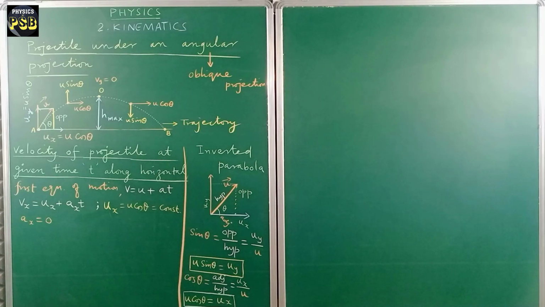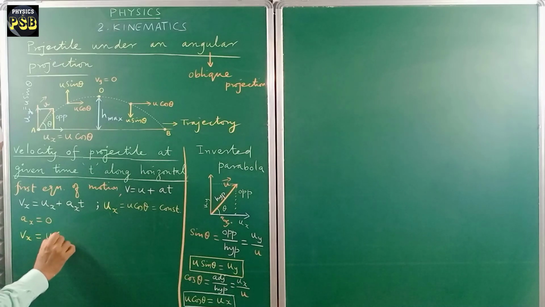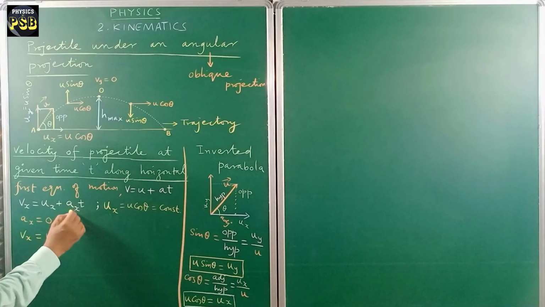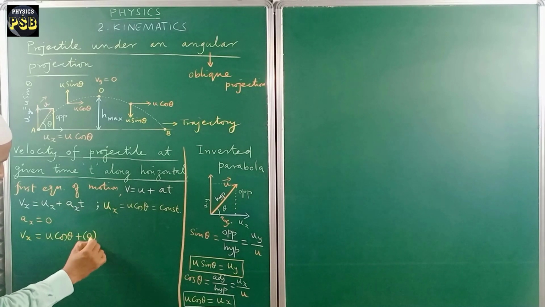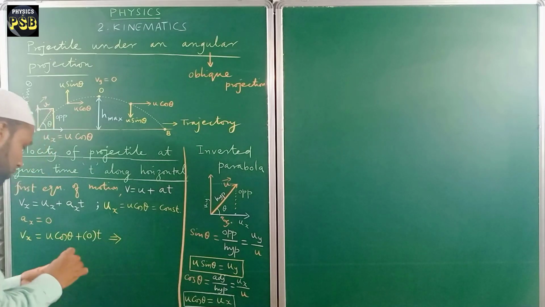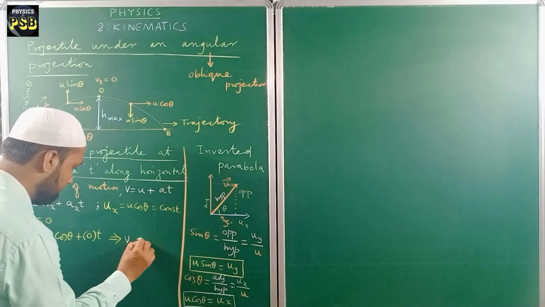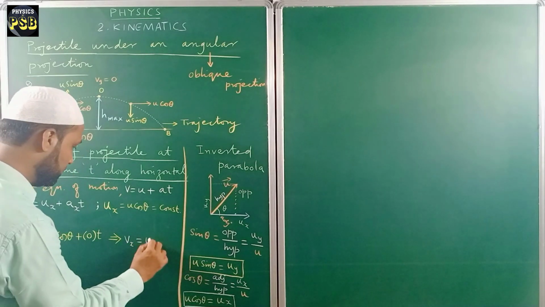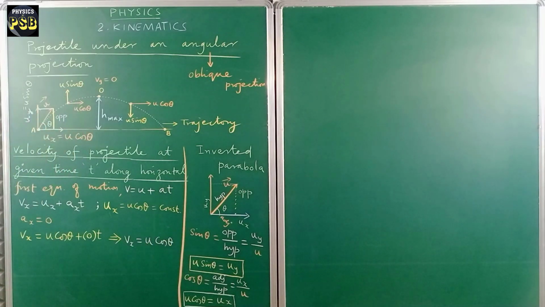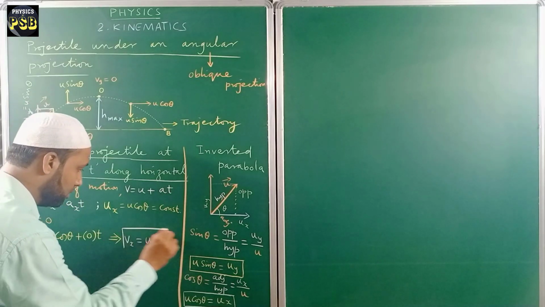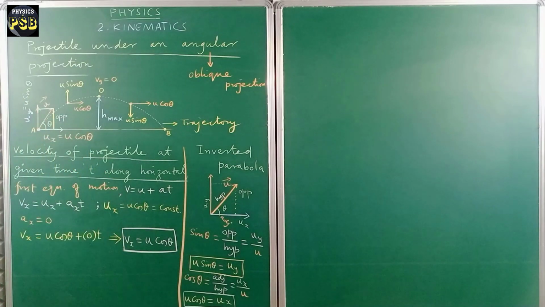After substituting all these things, Vx is found to be equal to u cos theta, since 0 multiplied with t gives us 0. So the value that we obtain here is Vx equals u cos theta. This is the velocity of the projectile at time t along the horizontal direction. Okay, I box it. Fine, then I'll move ahead.